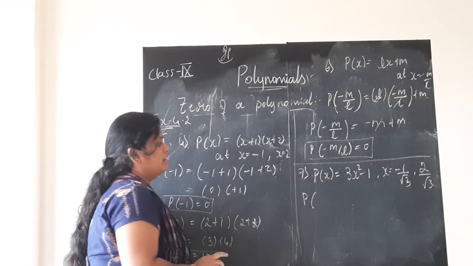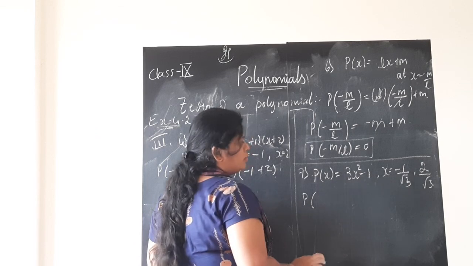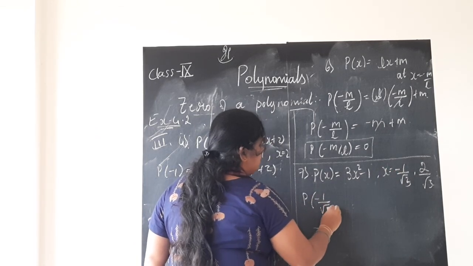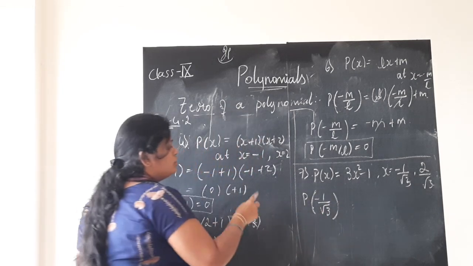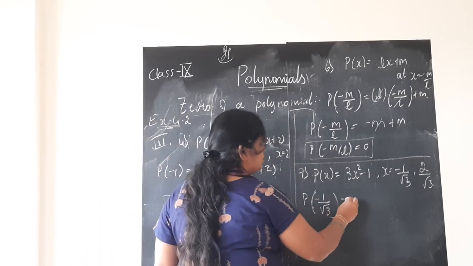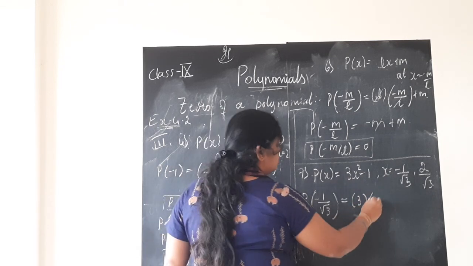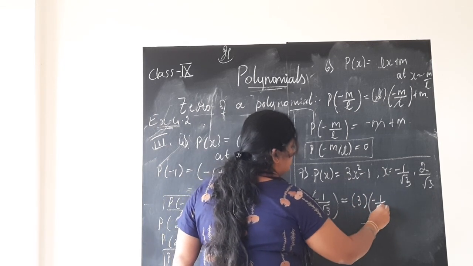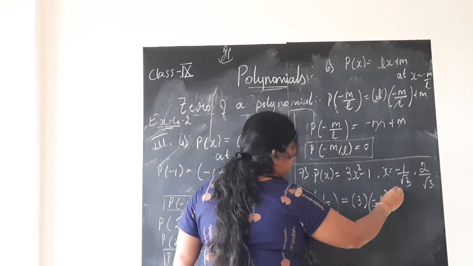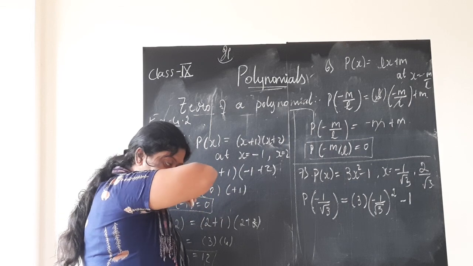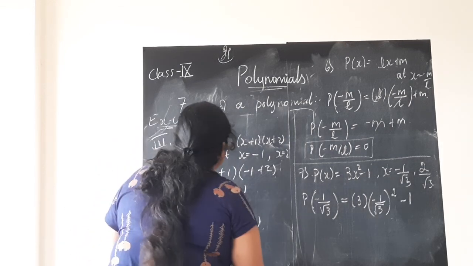Whatever they give, you put it in the bracket. So P of x is 3x square minus 1. Now in place of x, first we shall substitute x is minus 1 by root 3. So P of minus 1 by root 3 is equal to 3, which I am writing as it is. In place of x square, I write minus 1 by square root 3 whole square, minus 1 as it is. Got my point?